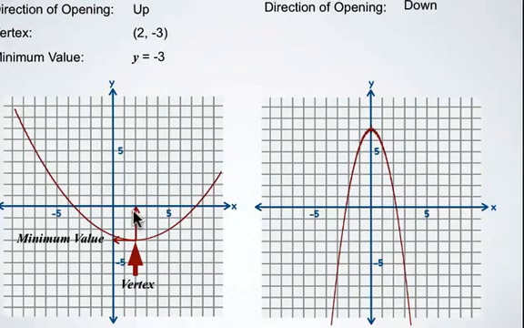It's opening downwards. The opening is towards the negative side of the y-axis. The vertex. We can locate the vertex. It's located here. The coordinate for this vertex is 0, which is our x value. It's on the y-axis, and it's at positive 7 on the y-axis.